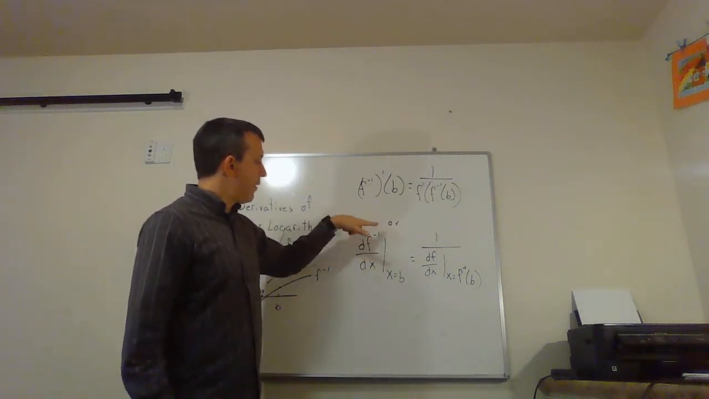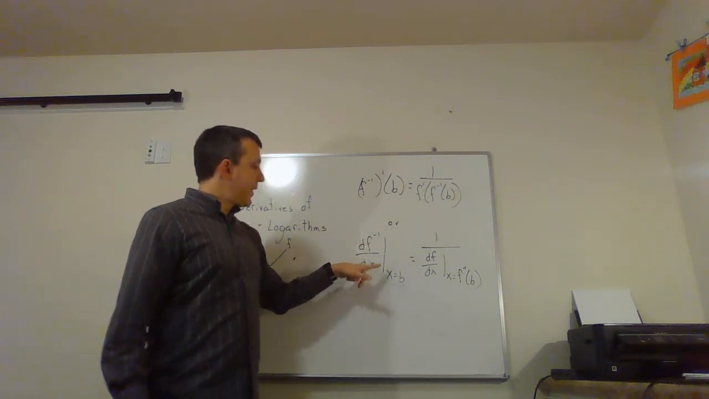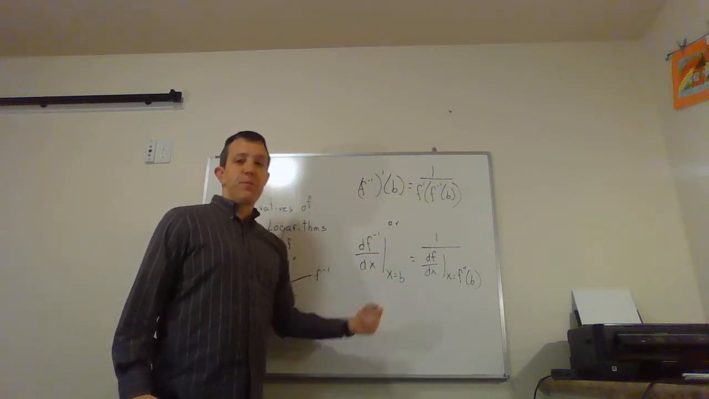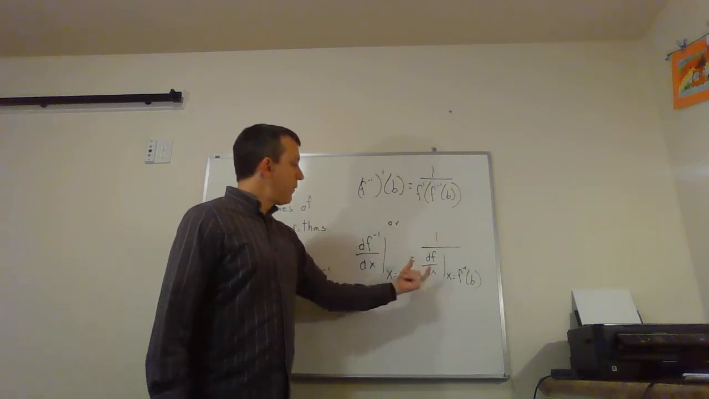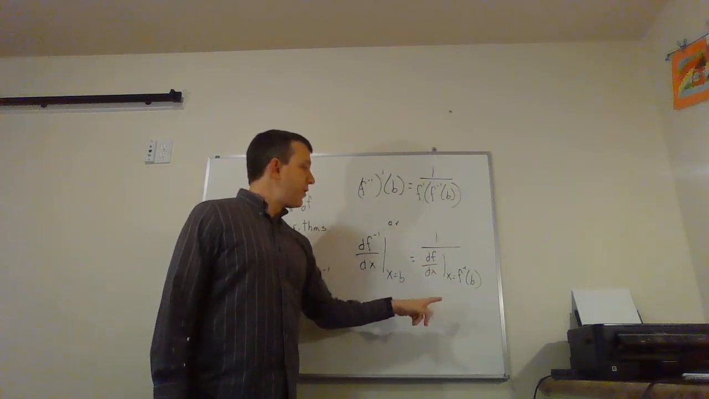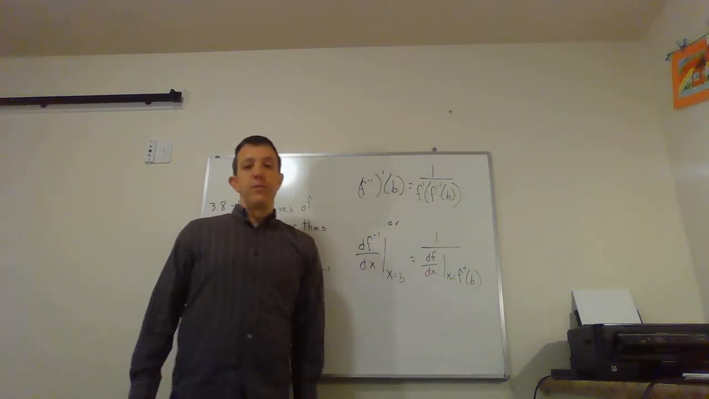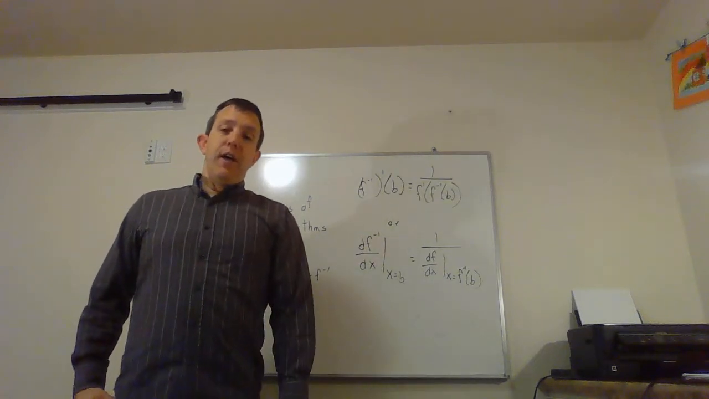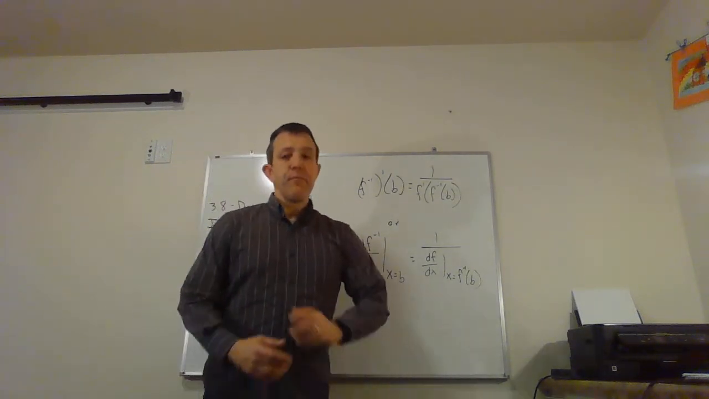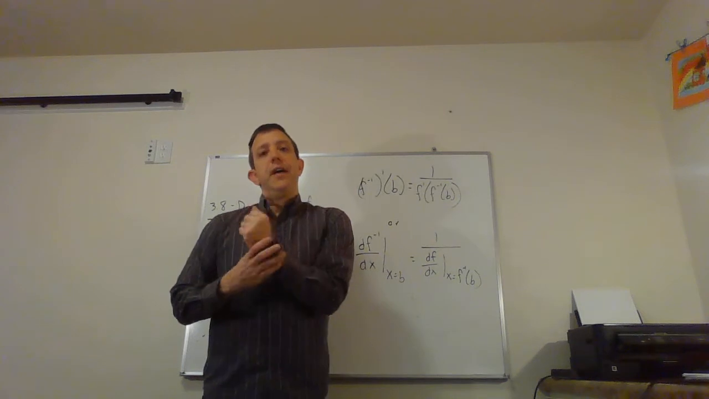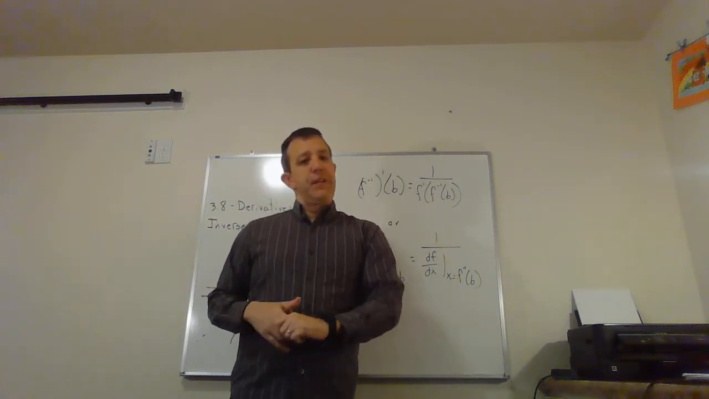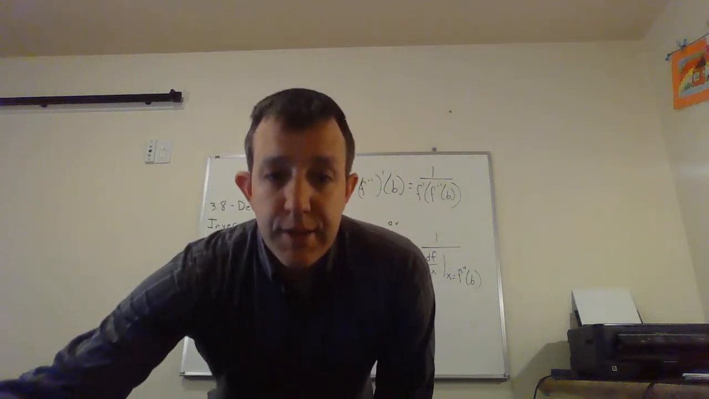And so I have a second way to write it here. The derivative of f inverse with respect to x, evaluated at x equals b, is equal to 1 over the derivative of the original function, evaluated at x equal to f inverse of b. So we'll go ahead and do an example of that, and then we'll move into logarithms, and that'll be kind of fun. So let's do that.